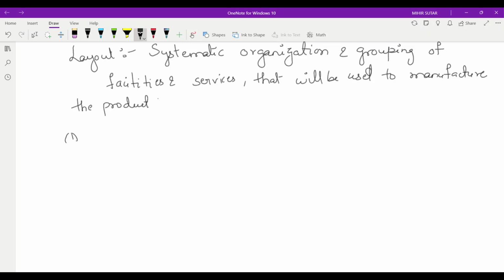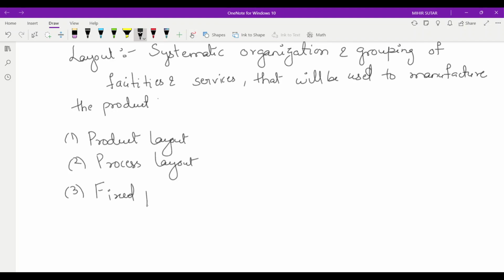I think you might have heard about the product layout. So again, I have told you that layout means grouping of machines and services. So product layout, then process layout, then fixed position layout. Okay. Layout is very clear. It is a systematic organization or grouping of machines, workers, services, everything else.